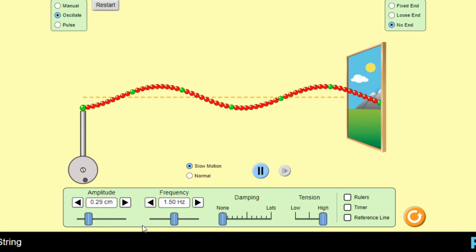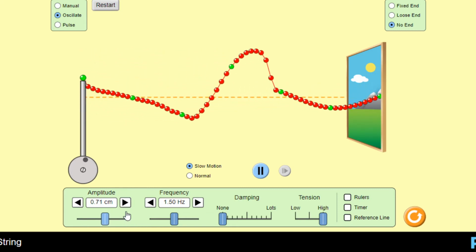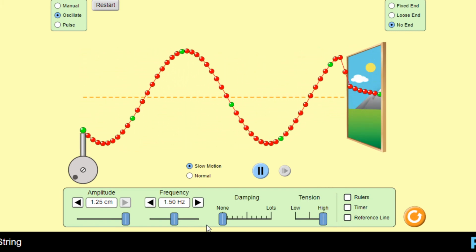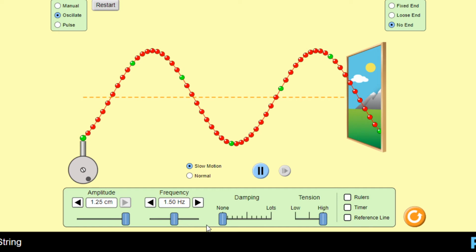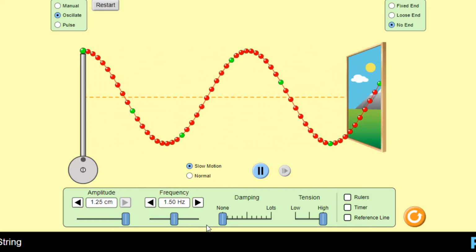Okay, so that's amplitude. Big amplitude, small amplitude. Okay, so let's keep the amplitude big for now. Right, next one. Frequency. Now, what does the word frequency mean?